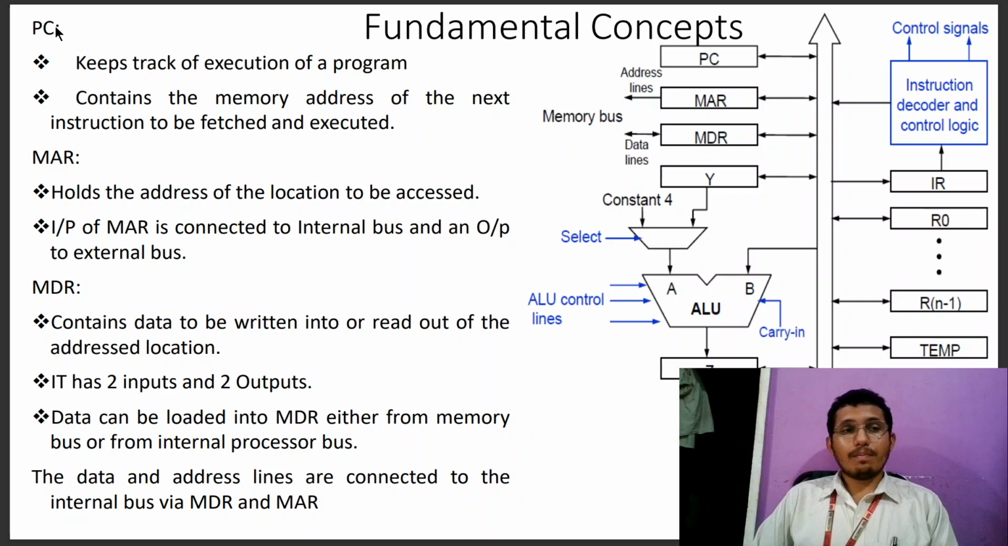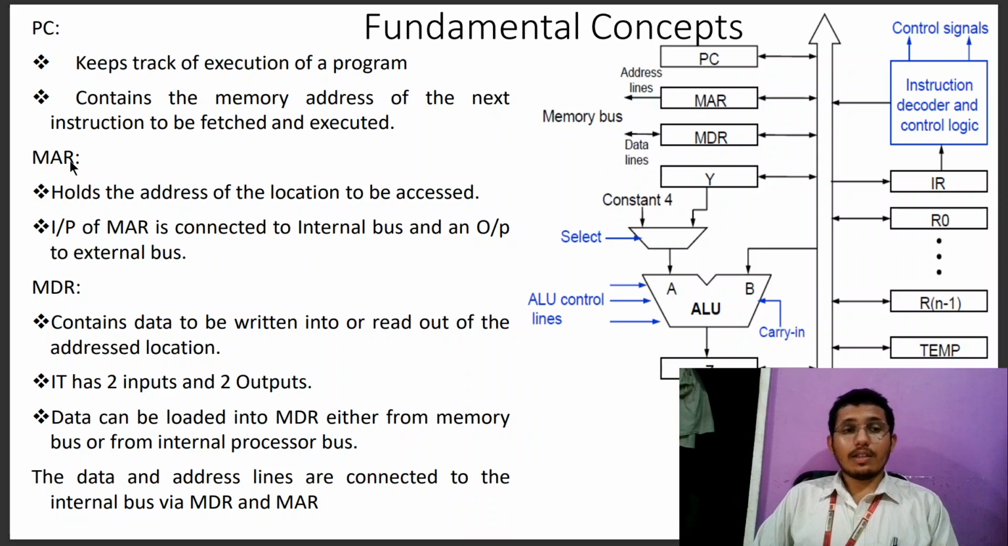PC stands for program counter. Its functionality is that it keeps track of the execution of the program, and it contains the memory address of the next instruction to be fetched and executed. Let us think of an instruction being executed right now. The PC keeps track of the instruction. At the same time, it also stores which instruction is going to be decoded next after this one.